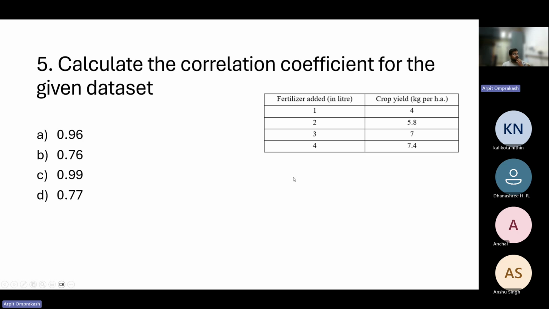Question number 5. Calculate the correlation coefficient for the given data set. We are given the amount of fertilizer added in liters and the yield of crop in kg per hectare. It's straightforward. You have to calculate the correlation coefficient. So again, here we'll use the formula.